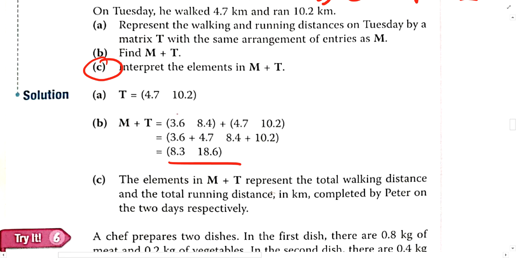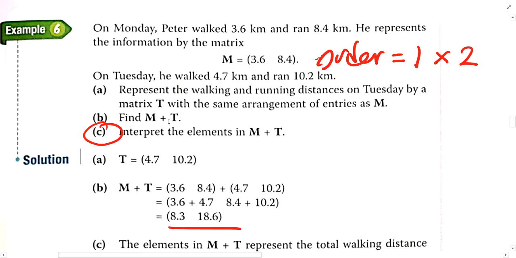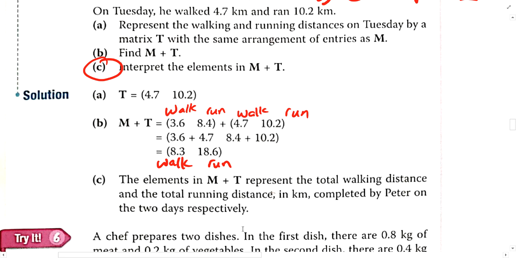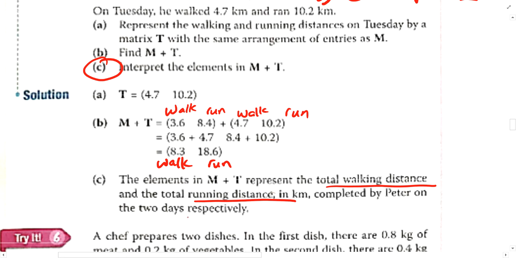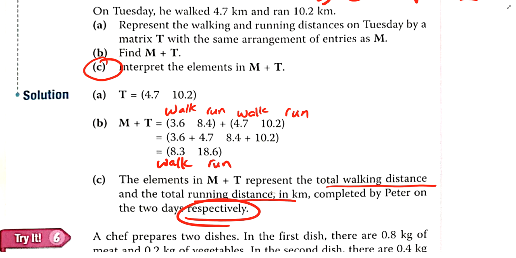The first element over here, 3.6, represents walking. Walk. Then this one is run, right? Then on the second day, Tuesday, he walked 4.7 and he ran 10.2. When you add them up, the result must still be walk and run because the order didn't change. Make sense? Okay, so what does it represent? It represents the total walking distance and the total running distance completed by him in 2 days respectively. This is a very important word.